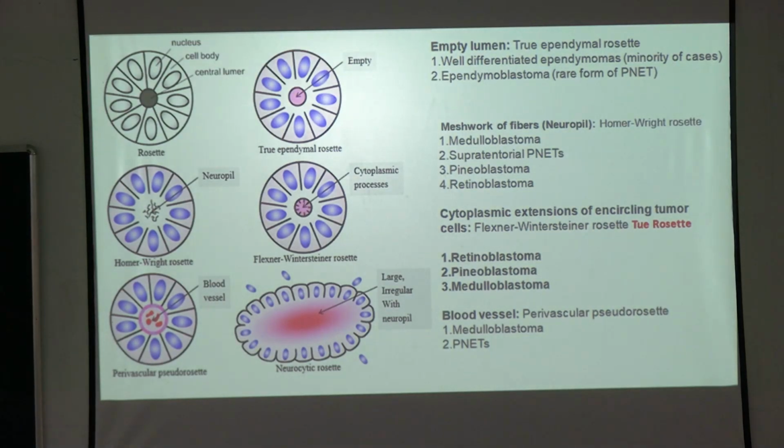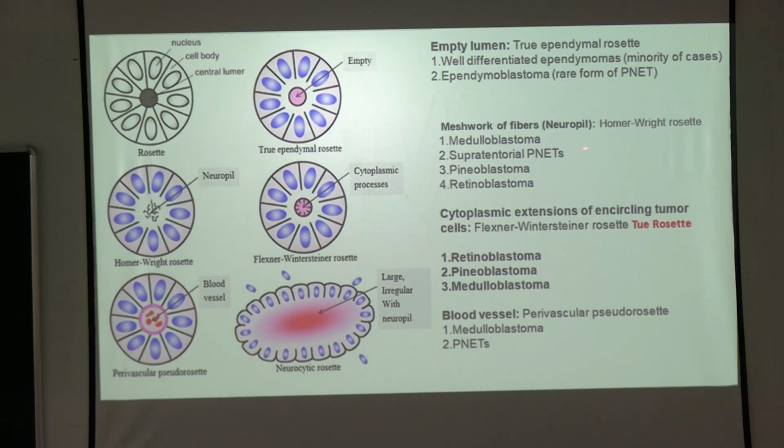What is a rosette? A short note may be asked in the oral exam. These are tumor cells around an empty space, which is the true rosette. Or it may be around neuropil, cytoplasmic processes or blood vessels. If it is an empty space, it is a true rosette. Other than this, neuropil, cytoplasmic processes or blood vessels are called pseudo rosettes. Now, what are the examples? If it is an empty lumen, that is a true rosette, as in ependymoma.